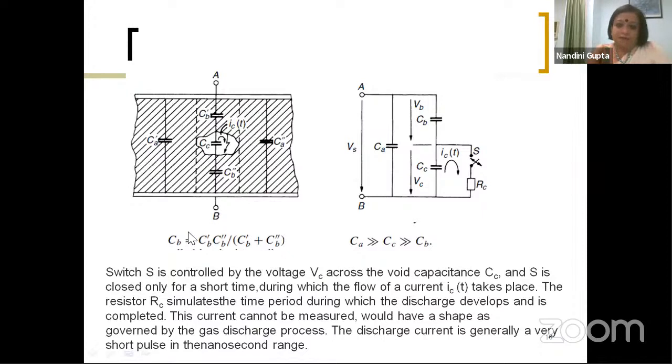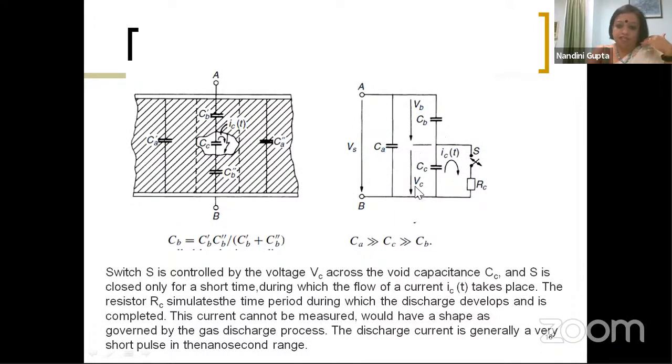So CB can be assumed to be, of course, a combination of CB dashed, which is in series on the top of the void, and CB double dashed, which is again in series, but at the bottom of the void. So CB is the total lump capacitance that we consider in the circuit.